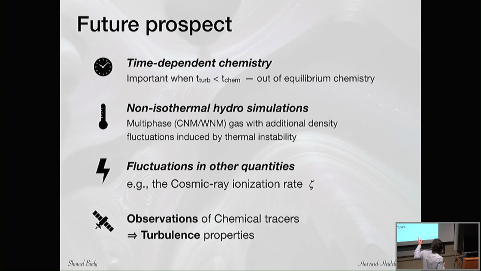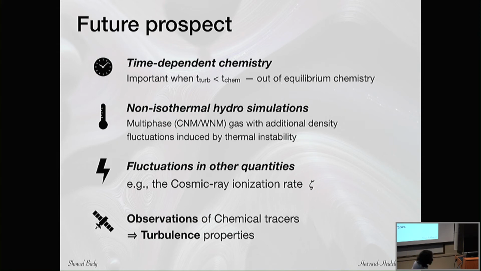Then non-isothermal. Here the simulations are isothermal, but actually non-isothermality may become important because you can have warm neutral medium, cold neutral medium, and depending on scale, if the scale of the cold neutral medium is small compared to the radiation sources, then you can have the warm neutral medium also affecting the abundances. So this may be important.